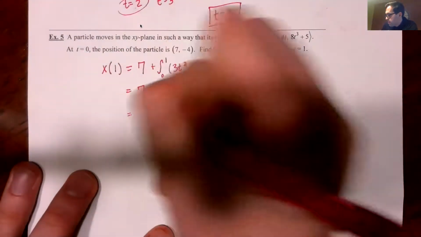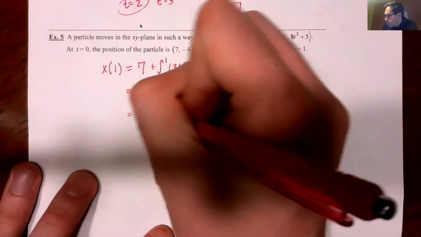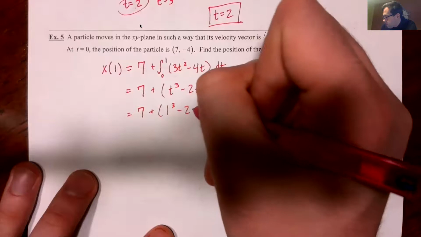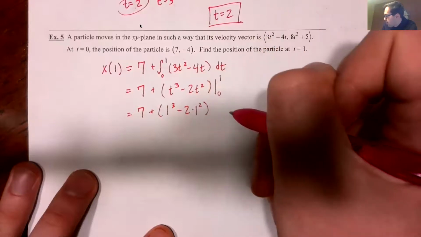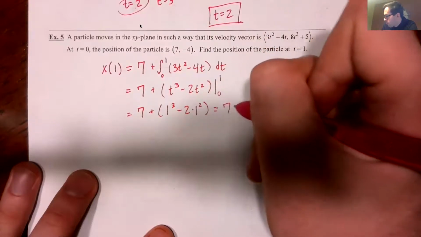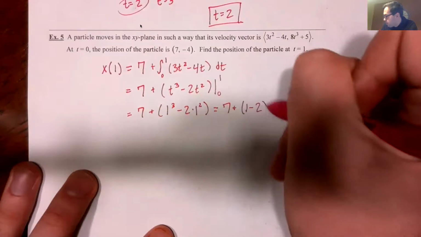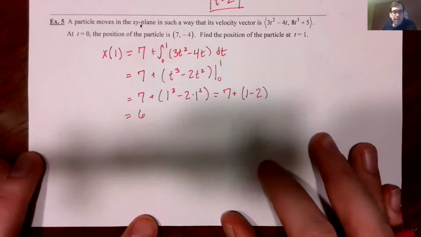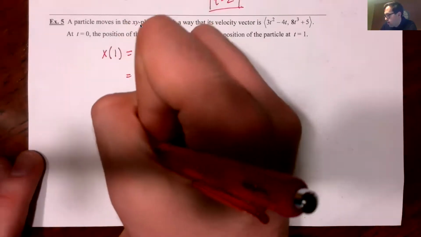And if I plug in 0, it's all going to cancel out. So I'm just going to plug in 1. And we're going to end up with 7 plus 1 minus 2, which is 6. I'm going to do the same exact thing now for the y's to find y of 1.